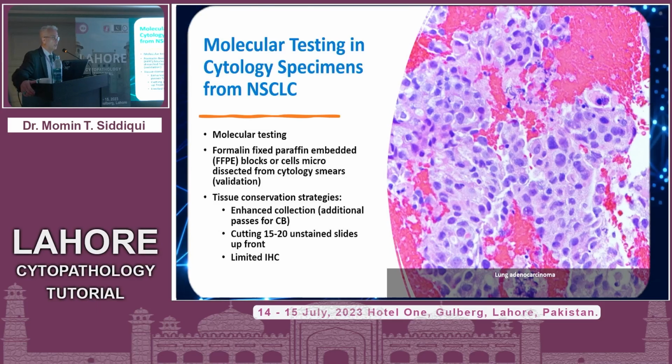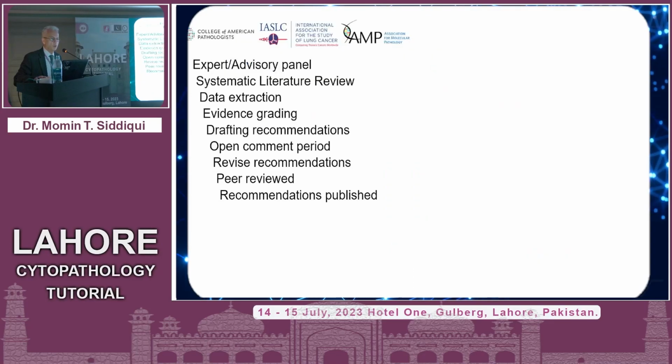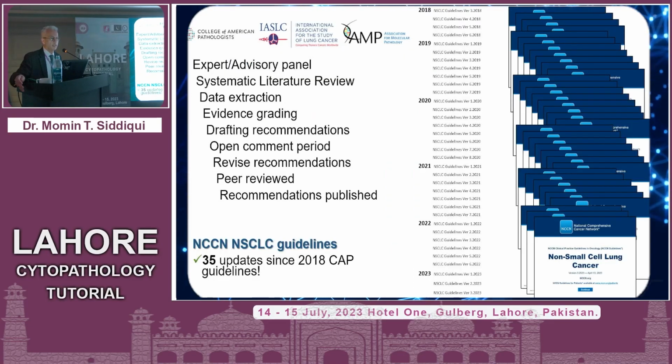Fewer and fewer IHCs should be utilized for your diagnosis. A TTF1, P40, and if need be, a synaptophysin for neuroendocrine differentiation is all you need, mainly because what you need is 15 to 20 unstained slides which are cut up front, and those are sent to the molecular lab for processing further for NGS testing, for determining the status as far as molecular alterations go. So this is basically what the guidelines are.